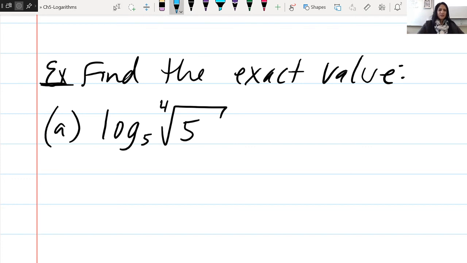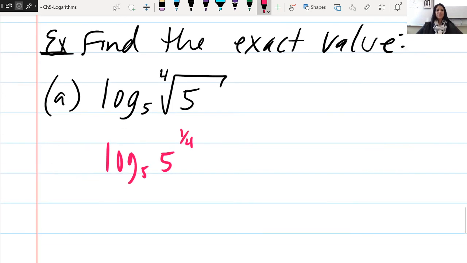Okay, so do you see that we could, oh, well, that's the wrong color. We can't have that. Log base 5 of 5. If this is root 4, what is that the same thing as? To the power of a quarter, 1/4. Good. And then we can move that forward using the, do you remember what that rule is called?